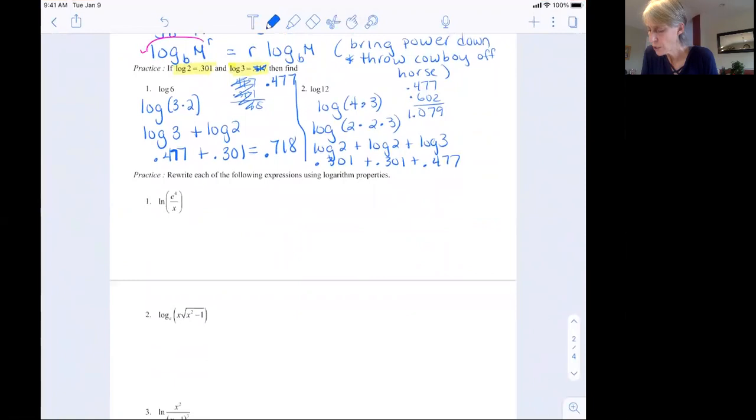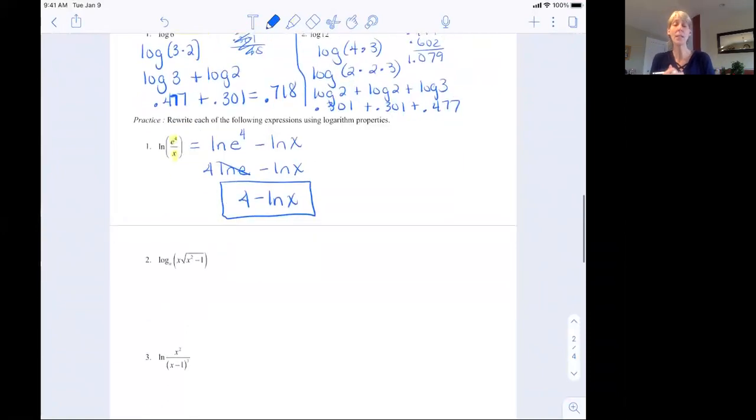Rewrite each of the following expressions using log properties. In this case, we want to expand this. We want to use our properties and expand what's happening here. So I have ln of e to the fourth over x. I have a numerator and a denominator, so that's division. I'm going to use m over n: ln of e to the fourth minus ln of x. And whenever you can evaluate or simplify more, you should do that. 4 ln of e minus ln of x. ln of e is 1, and we're left with 4 minus ln of x.